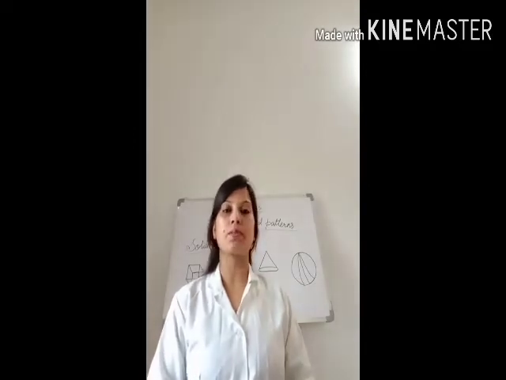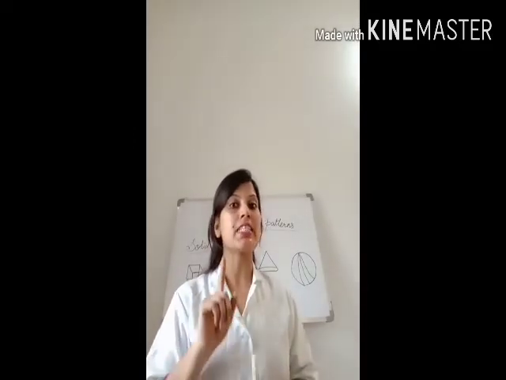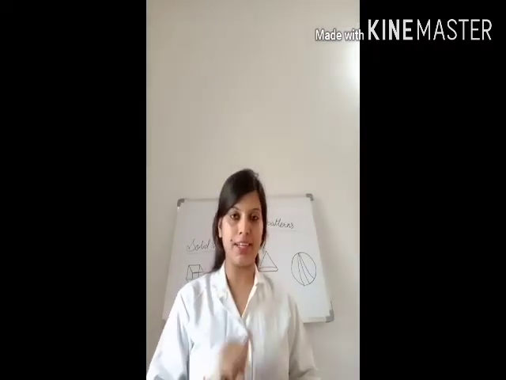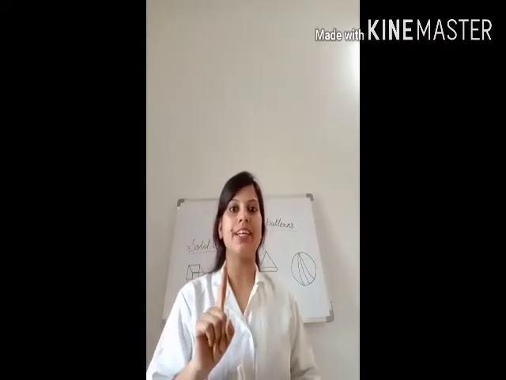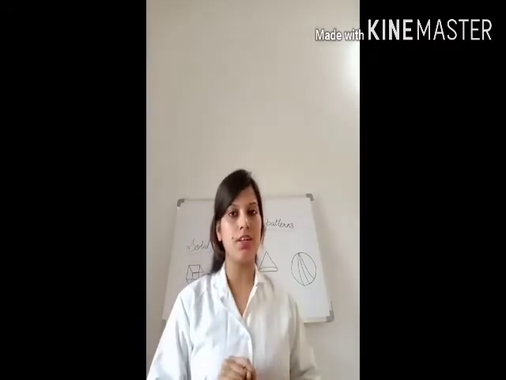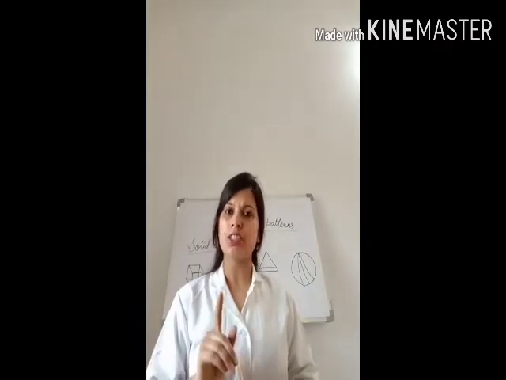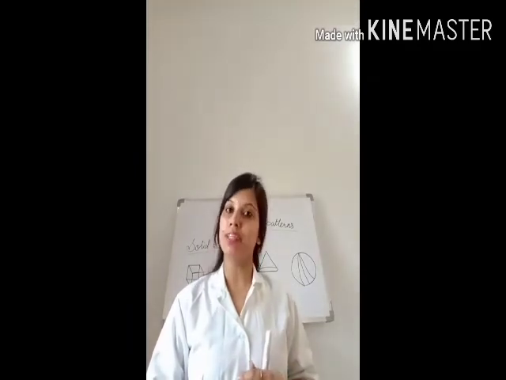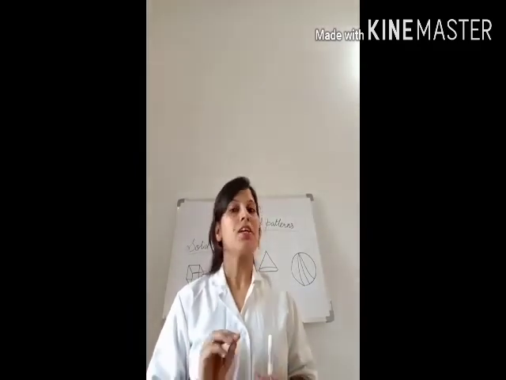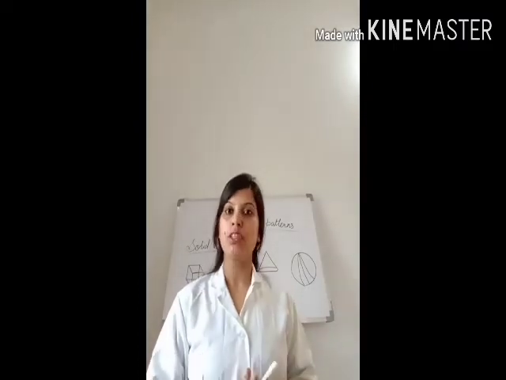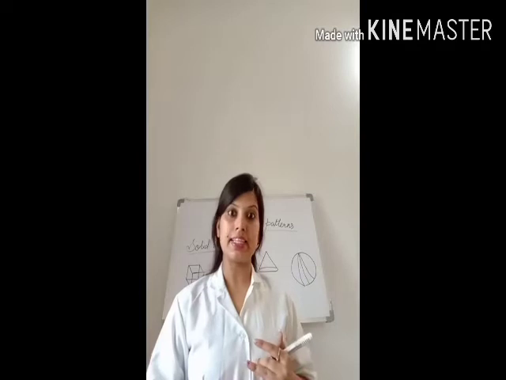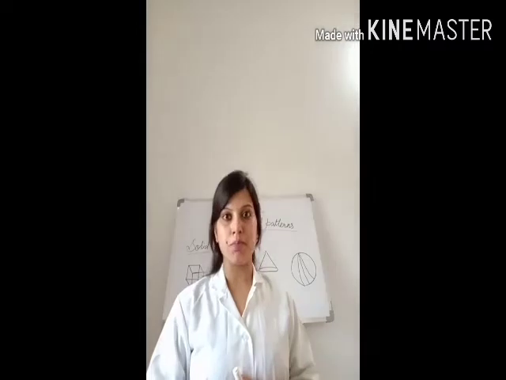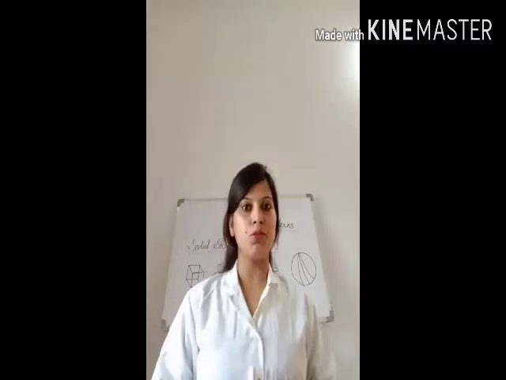Solid shapes: the objects that occupy space are called solid shapes. Okay, listen carefully. The objects that occupy space are called solid shapes. In solid shapes, one more thing is there: faces, edges and vertices. I have already drawn some examples on the board, so we have to see.